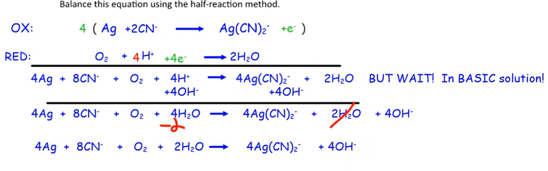What might you do again? You better check it. That's always your last step. Always your last step is to check it. So I have 4 silvers, 8 cyanides. 4 times 2 is 8 cyanides. 2 plus 2 is 4 oxygens, 4 hydrogens, 4 hydrogens. All right, my elements are balanced.